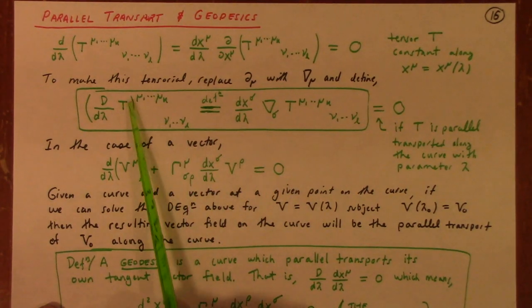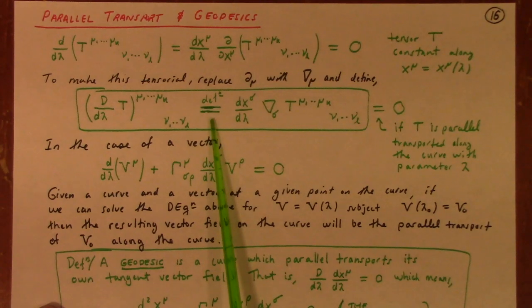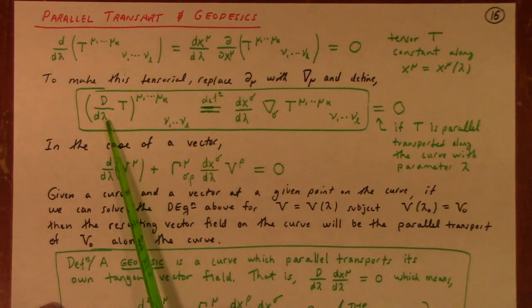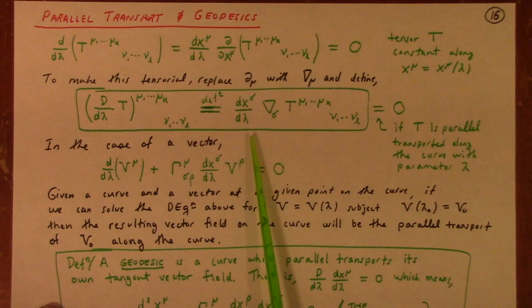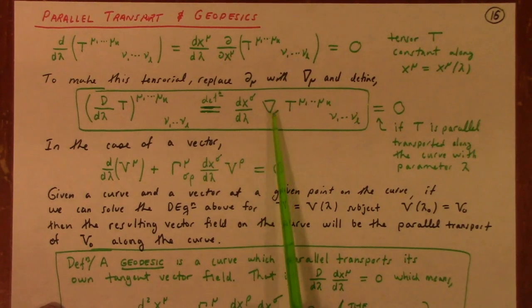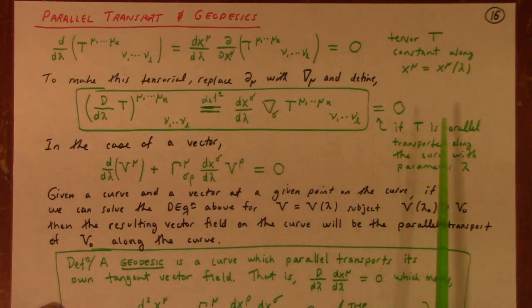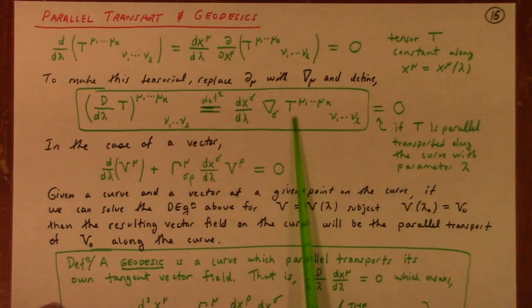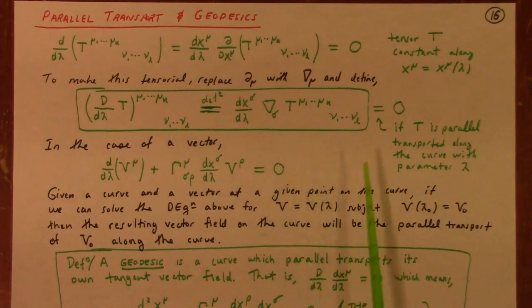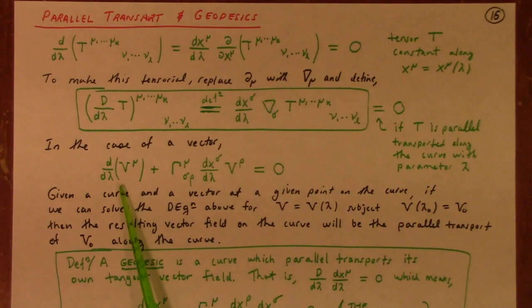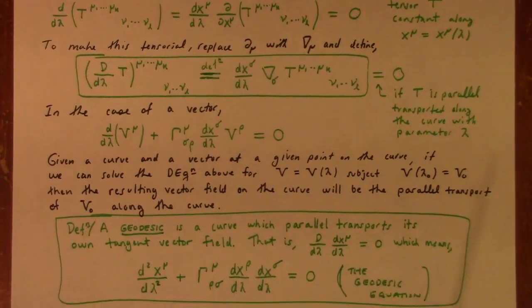So here it is. This defines the derivative of the tensor over a curve with parameter lambda in terms of the contraction of the covariant derivative with the velocity vector to the curve. And if that's 0, then you say that the tensor is parallel transported along the curve with parameter lambda. In the case of a vector, it just looks like this. And if such a vector field is given along such a curve, well, then that vector field is said to be parallel transported along the curve.